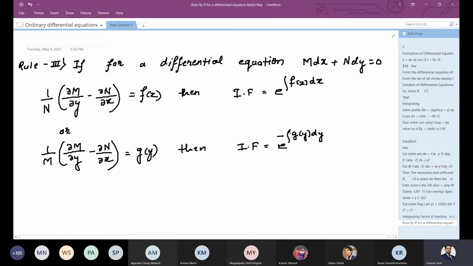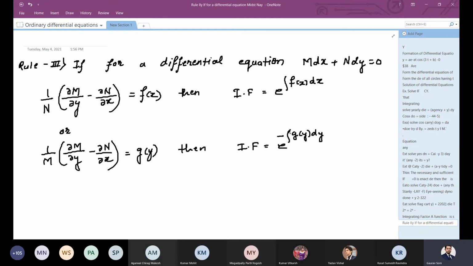So I will summarize everything. If a differential equation is homogeneous, then my integrating factor is 1 upon Mx plus Ny. If my differential equation turns out to be in the form of x into y, then my integrating factor is 1 upon Mx minus Ny. If both the cases do not occur, so it is not homogeneous and not in the form of xy, then I will have to go for rule number 3.